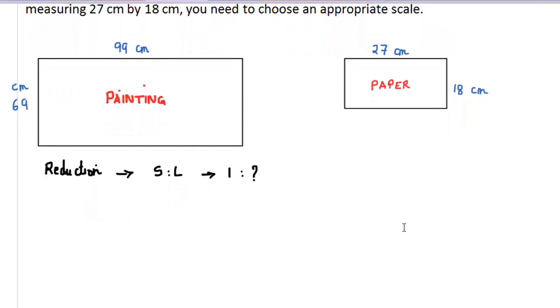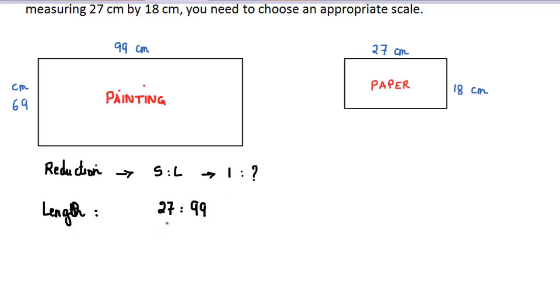First of all, we said small to large. So that means if I'm talking about the lengths of the painting and the lengths of the paper, I need to talk about the lengths on the paper because this is smaller, to the lengths of the painting because this is larger. So small to large. The small length on the paper is 27 centimeter. The large it's on the painting and the length is 99 centimeter. So the scale is going to be 27 to 99. And as we said, we need to transfer that to 1 to something.